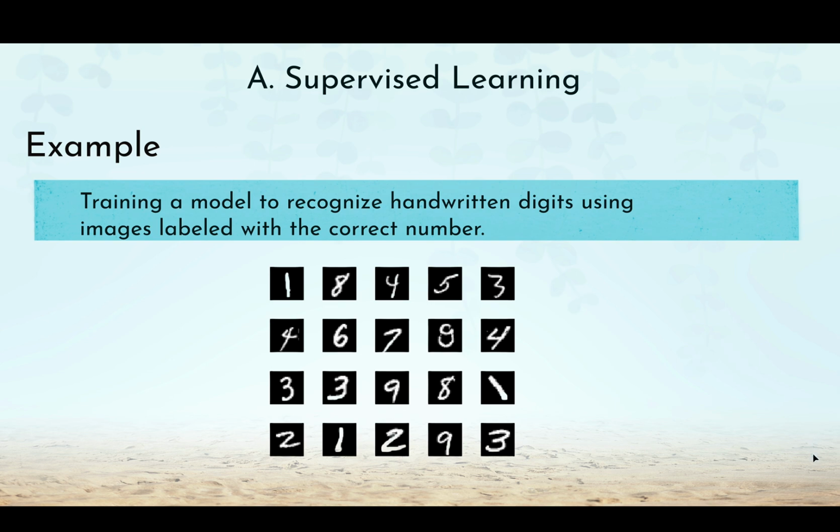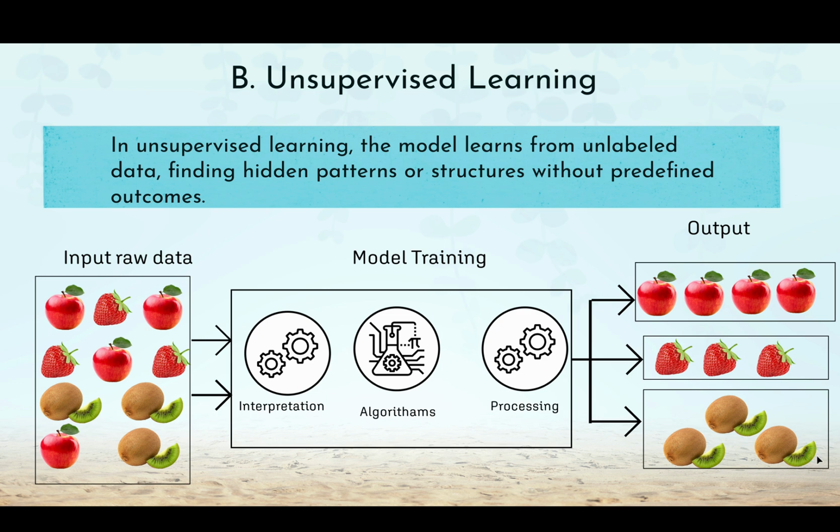B. Unsupervised learning. In unsupervised learning, the model is trained on data that is not labeled, meaning it doesn't have predefined outcomes or categories. The goal is for the model to discover hidden patterns, structures, or relationships within the data on its own. Unlike supervised learning, where the model knows what the output should be, unsupervised learning works by exploring the data to identify clusters, associations, or anomalies.